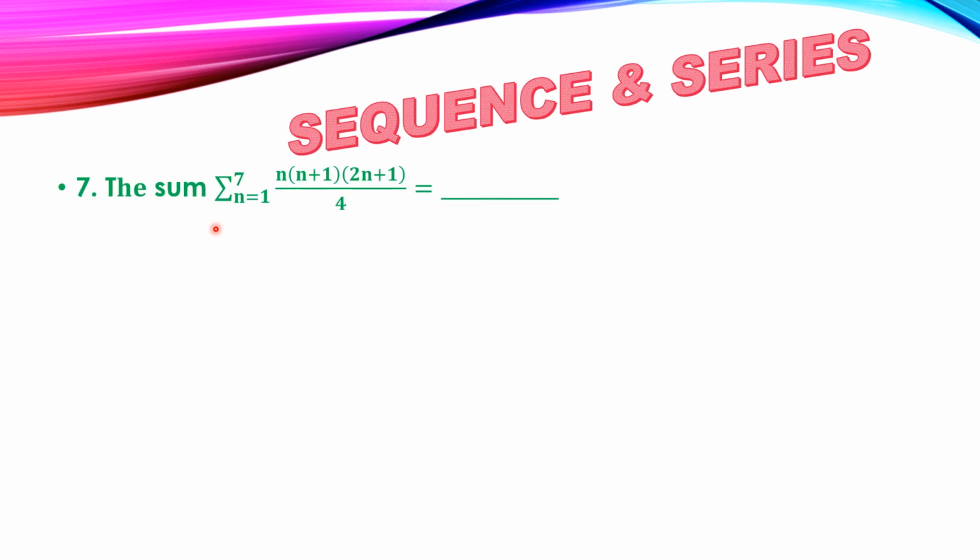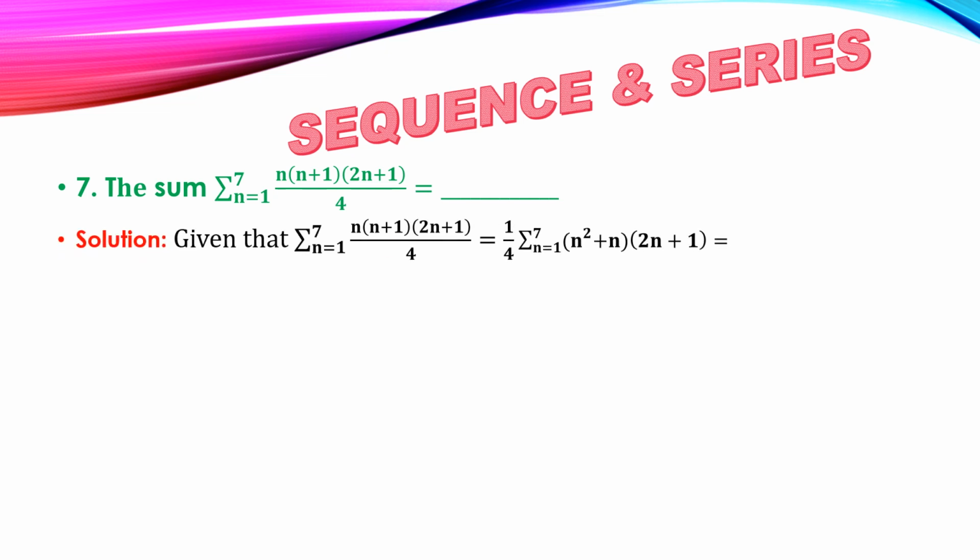Now the next problem is the summation n equals 1 to 7, n into (n plus 1) into (2n plus 1) by 4 equals dash. This type of problem was already explained in question number 5, so the same procedure follows for this sum, which is an integer type question. The given sum is summation n equals 1 to 7, n into (n plus 1) into (2n plus 1) by 4.